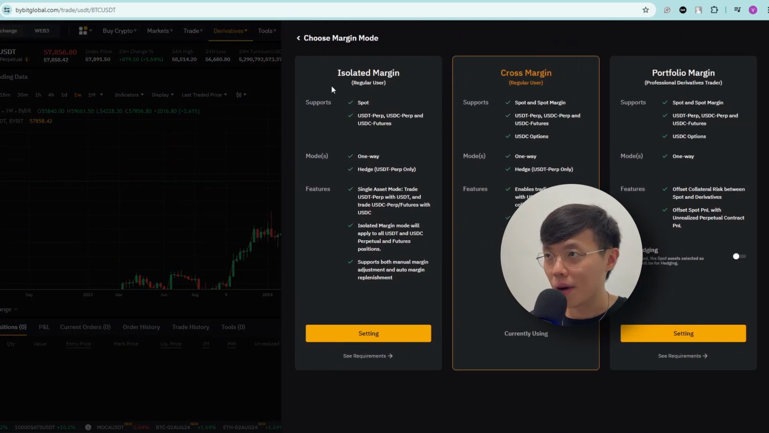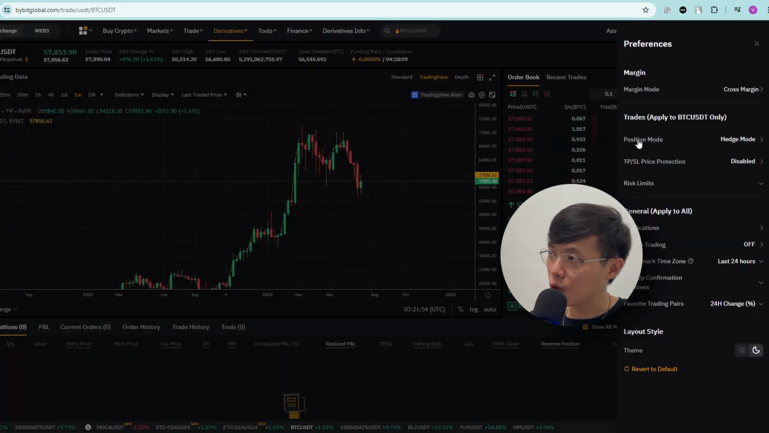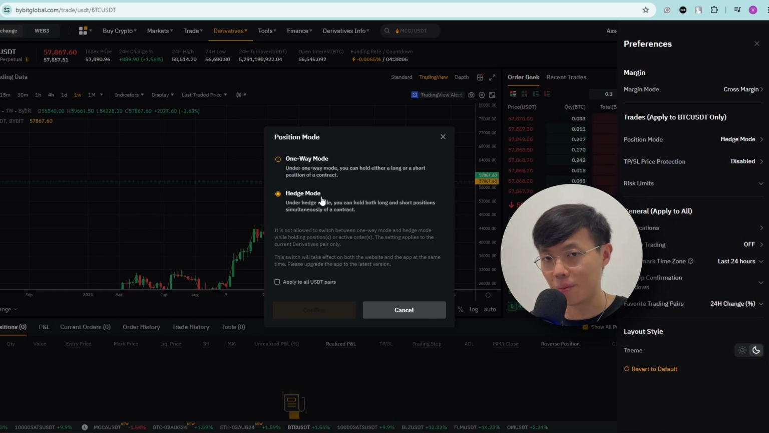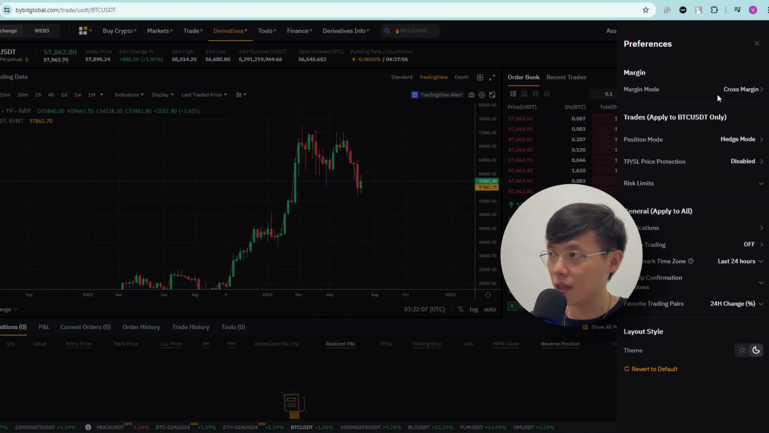Then we have isolated margin, cross margin, and portfolio margin. Portfolio margin is for professional traders, so you can't use it. So isolated margin and cross margin. It's very simple, I will teach you both of them. So click on cross margin, and then click on the position mode. Click on hedge mode, where we can long and short at the same time. We want the cross margin and hedge mode.